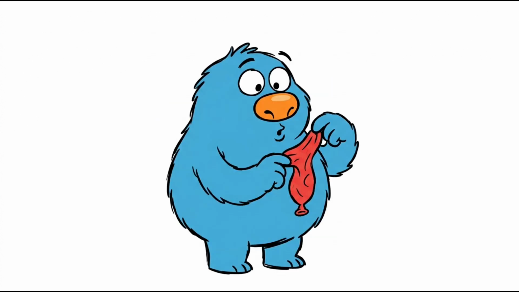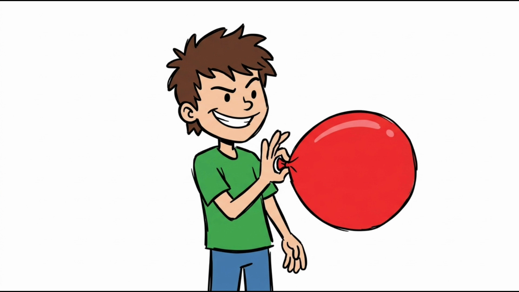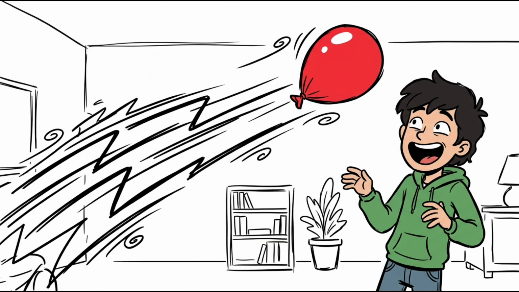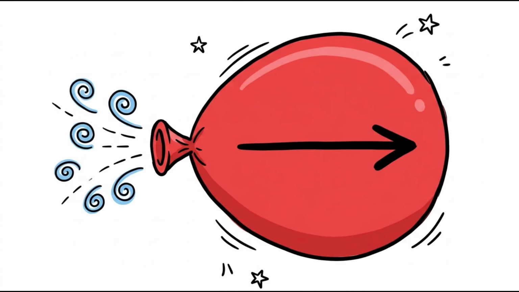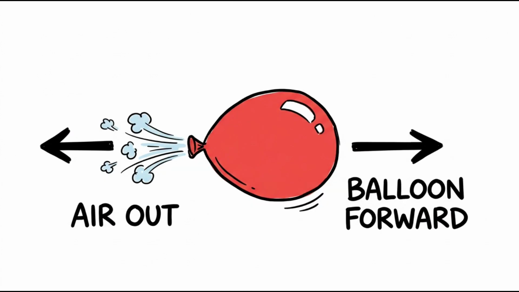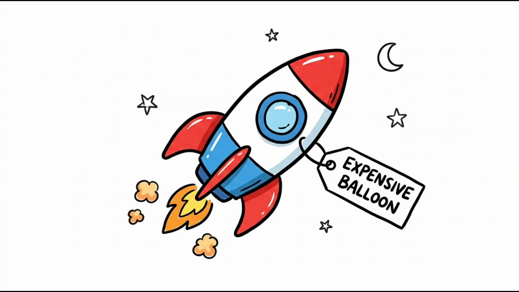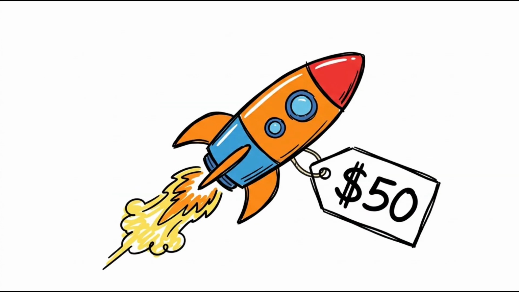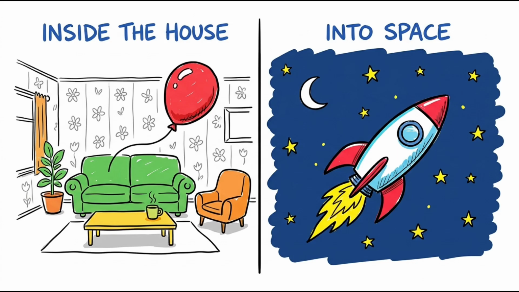Let's simplify it. Grab a balloon, blow it up, now let go without tying it. What happens? The balloon shoots across the room like it's being chased by a cat. Why? Because air is rushing out the back and the balloon pushes forward in the opposite direction. That's it. That's the entire rocket. A rocket is just a really expensive balloon, except instead of air, it's blasting out burning fuel. And instead of flying across your living room, it's flying into space.